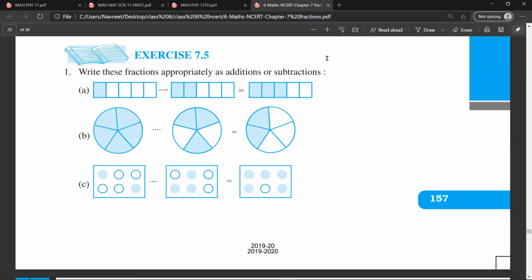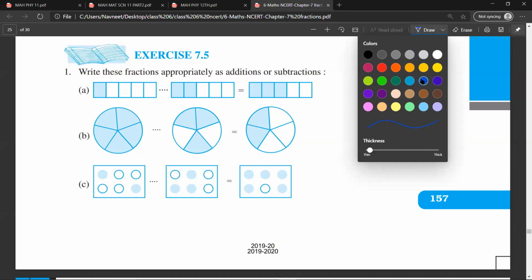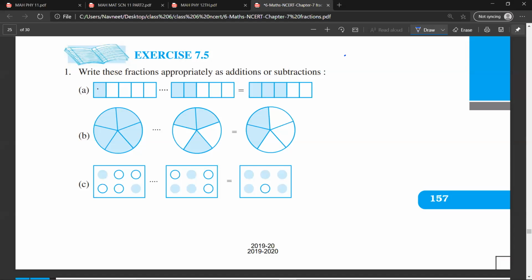Okay, Mr. Sarthak. So, what is the answer of question number 1A? This fraction would be equal to 1 by 5 plus 2 by 5, which is equal to 3 by 5.